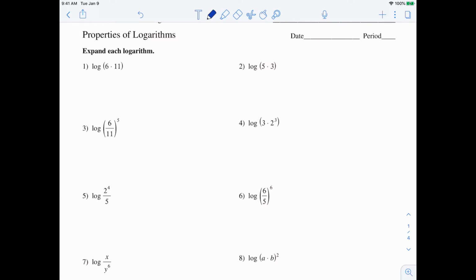Hi guys, I'm gonna do a few problems off of the properties of logarithm worksheet just so you can see a couple more worked out. I'm gonna go ahead and start with number one.